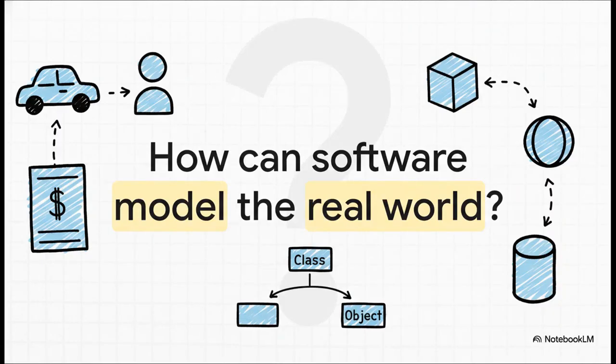So let's kick things off with a big question, right? How can we get our software to understand and work with things from the real world? You know, things like a car, or a person, or maybe a bank account. How do we represent those inside a program? Well, the answer is, you guessed it, the whole object-oriented way of thinking. It's all about making digital models of real things.